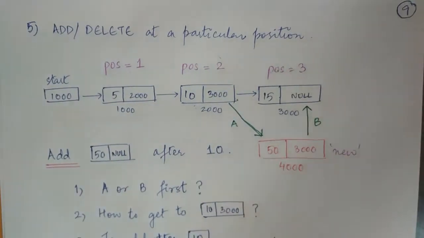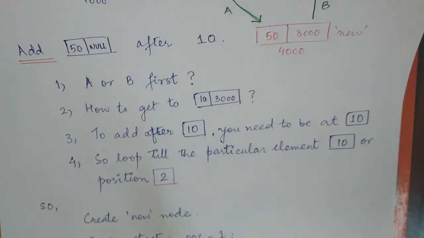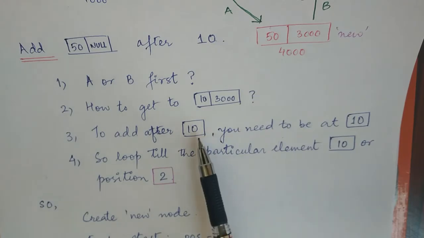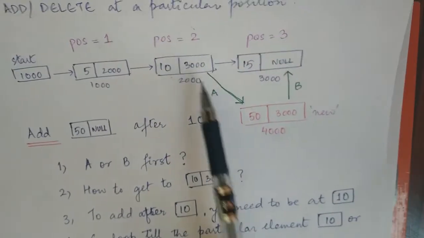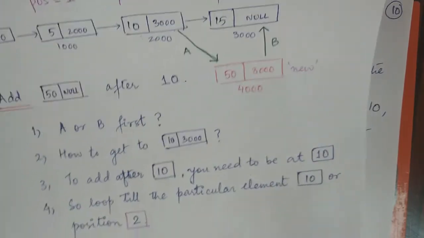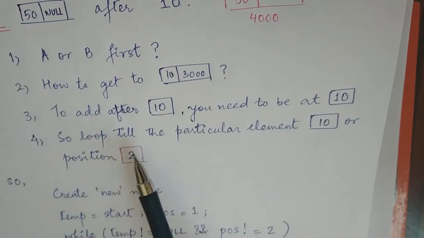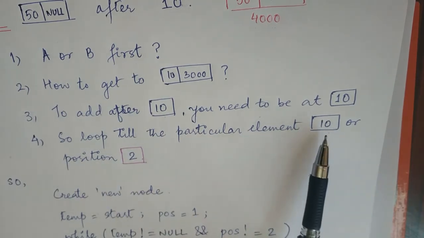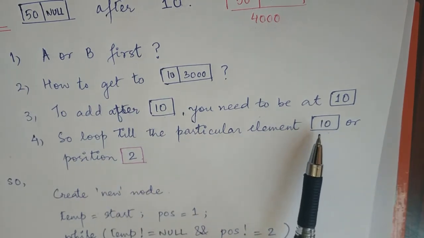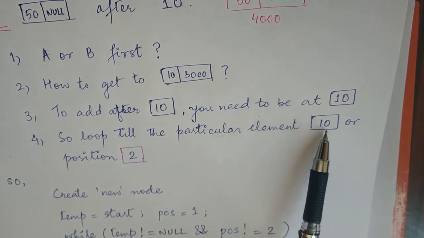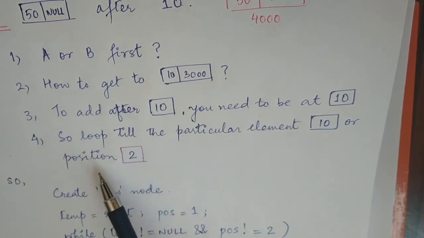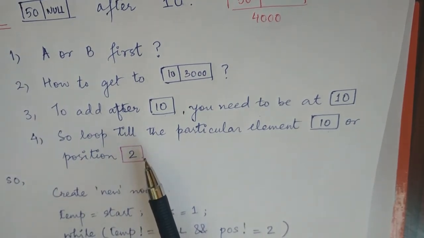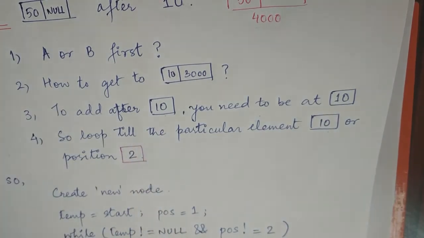So to add after 10, you need to be at 10, because the pointer that you're going to update is for 10 as in A, and then we'll see how we'll do the rest later on. So we loop till the particular element 10 or position 2, whatever is given to you in the question. So if I ask you to insert something after 10, then you have to find the element 10, or if I ask you to insert something after position 2, which would mean position 3, then you will do accordingly.